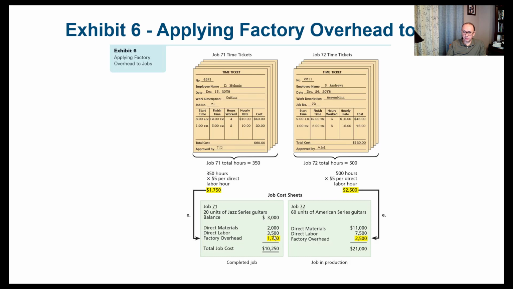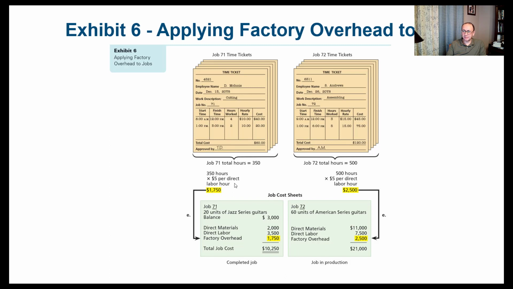Again, remember, this is an estimated amount, so we call that the applied factory overhead. Same thing here, the 2,500 goes to the other job, job 72, which is calculated as the 500 hours multiplied by the rate, which is $5. So that's $2,500. We'll include that as the factory overhead.